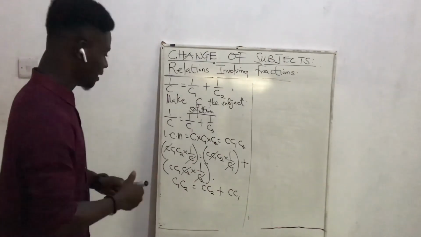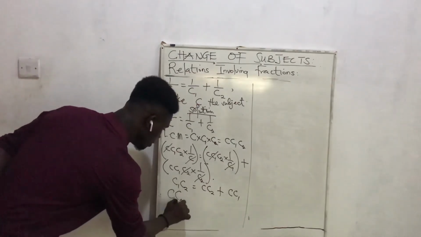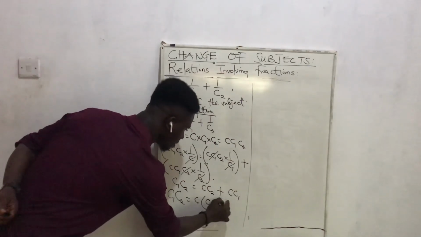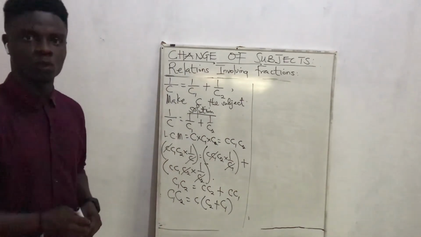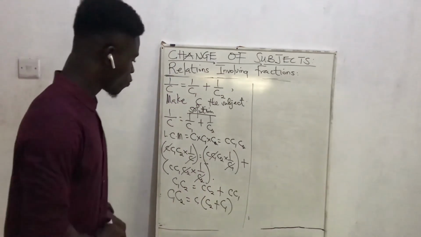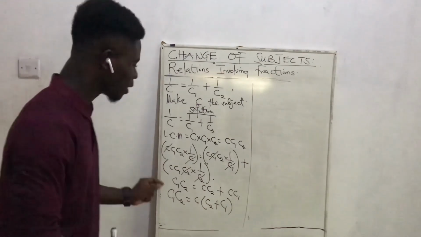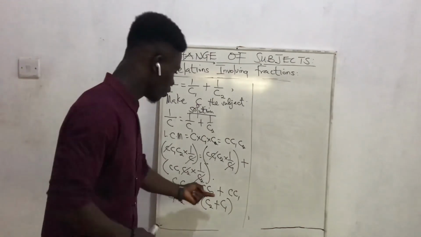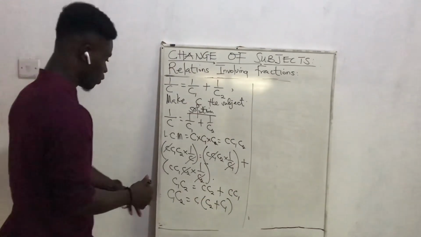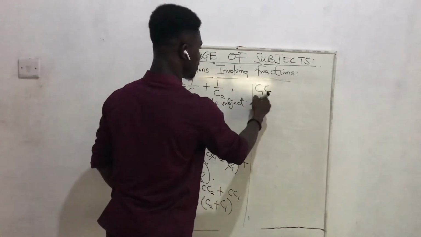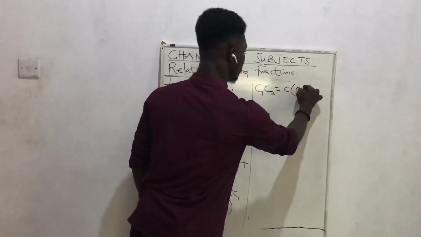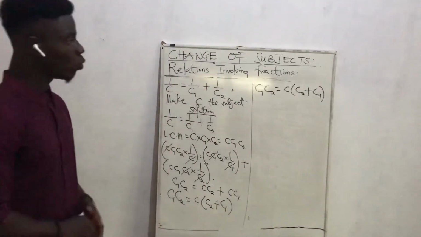Factorize, bring out C. So C1 C2 is equal to C out, we have C2 plus C1. I told you that factorization is the reverse of expansion. So make sure that when you factorize, you multiply back in order to get your expression, which is C C2 plus C C1. So now I have C1 C2 equals C times C2 plus C1.